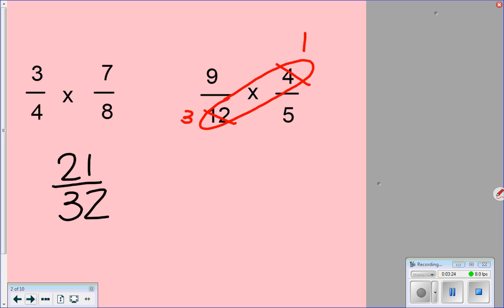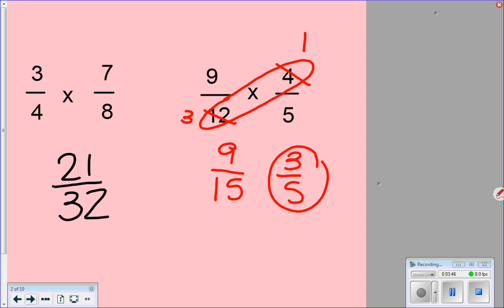9 over 3 could be 3 over 1. You don't have to do that. Then you do 9 times 1 is 9. 3 times 5 is 15. And let's say you decided to reduce these now. You wouldn't have to reduce at the end then. But can I reduce now? Yeah, because I didn't do that before. I can reduce by 3. I get 3 fifths.